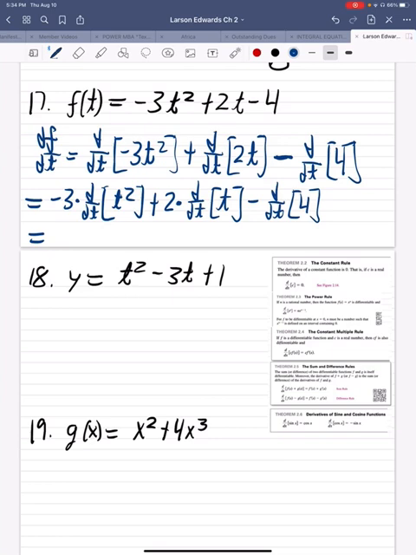So, negative 3 times the derivative of t squared, this is a power rule. Take the power in front, 2t to the 2 minus 1, which is 1, plus 2 times d dt of t, which is again kind of a power rule. Put the power in front, so it's 1 times t to the 1 minus 1 power, which is 0. So it's 2t to the 0th power, which is 1. So it is 2.